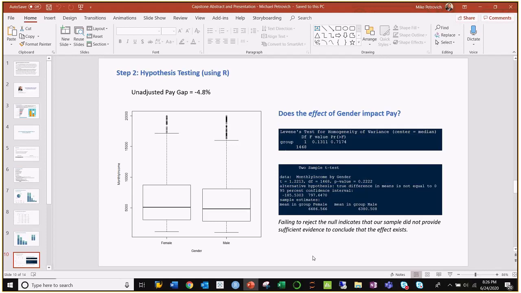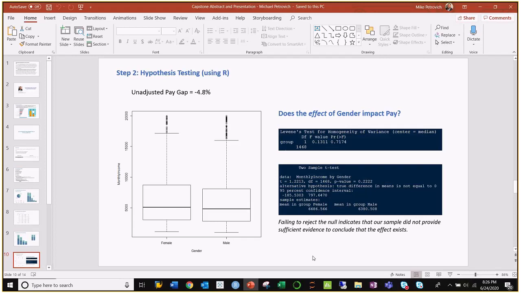So we move on to the two-sample t-test, and under our parameters for equal variances, we identified as true. And our outcome from the t-test tells us that it's a p-value of 0.22. We're looking for a p-value of less than or equal to 0.05 in order to reject the null hypothesis. So we can't reject the null hypothesis in our sample.